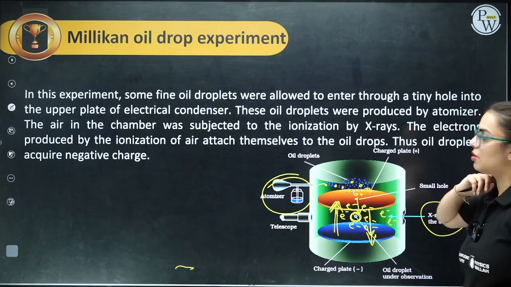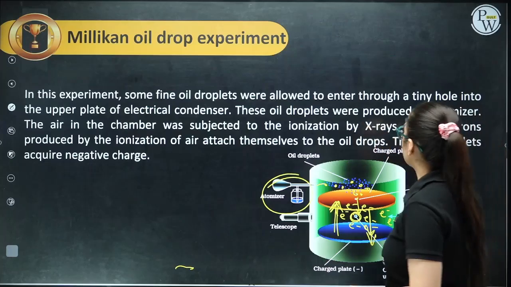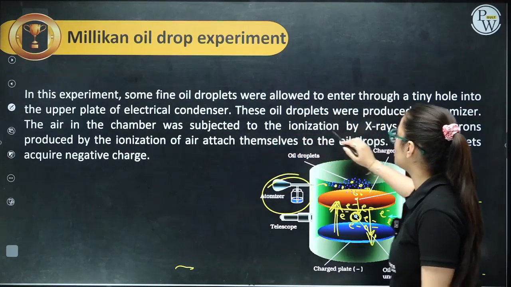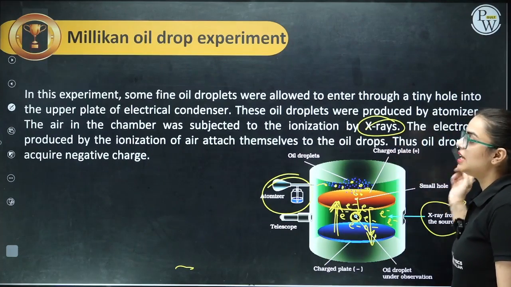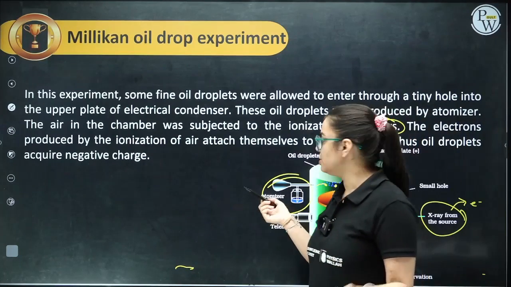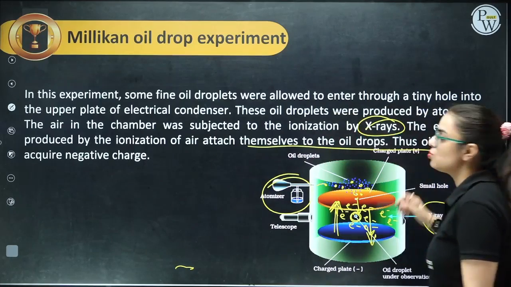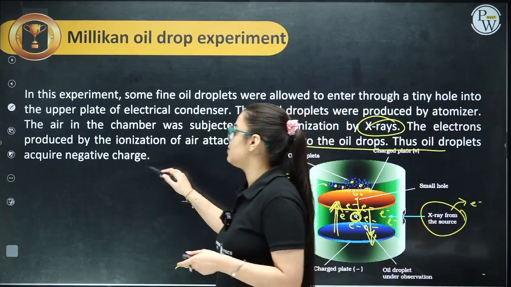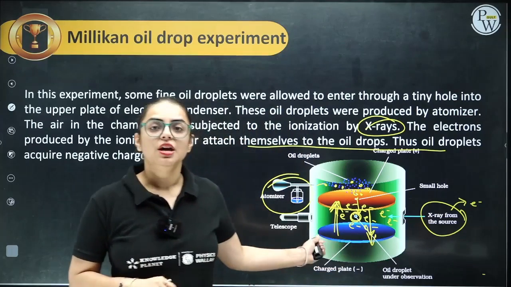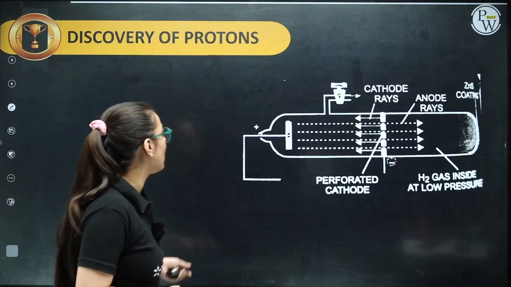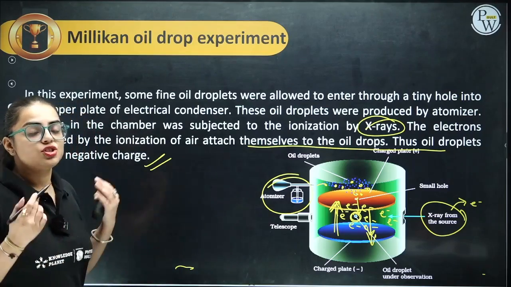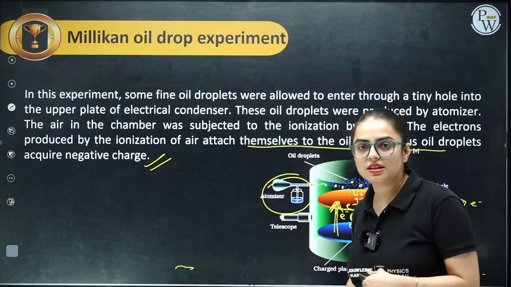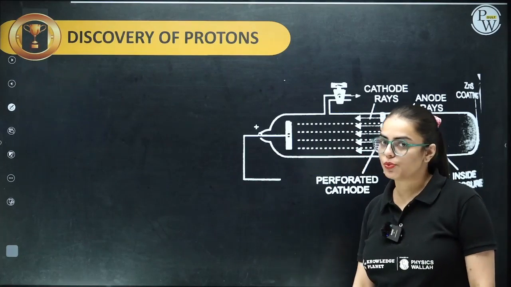into the upper plate of the electrical condenser. These oil droplets were produced by the atomizer. Very simple, I have already told you. The air in the chamber was subjected to ionization by X-rays. The electrons produced by the ionization of air attach themselves to the oil drops. They will surround it, okay? Thus, oil droplets acquire which charge? A negative charge. It will acquire which charge, students? It will acquire a negative charge. So, in this way, the charge on the electron was also calculated, which I have already told you in the start. Clear, guys?